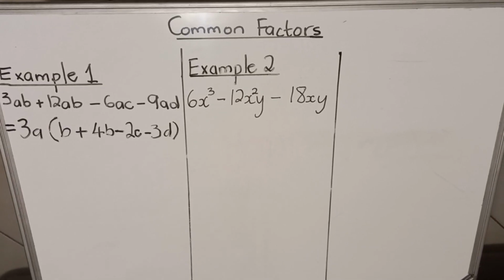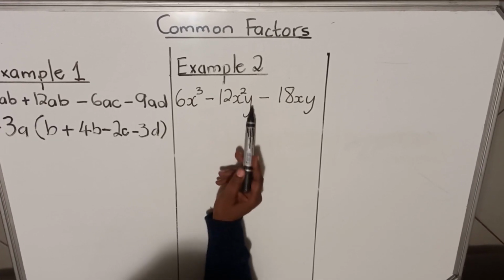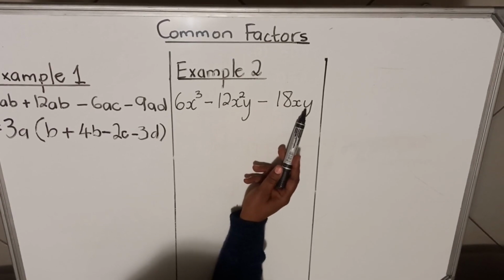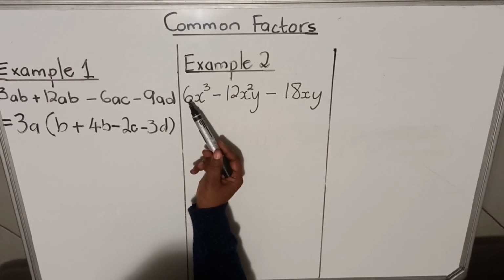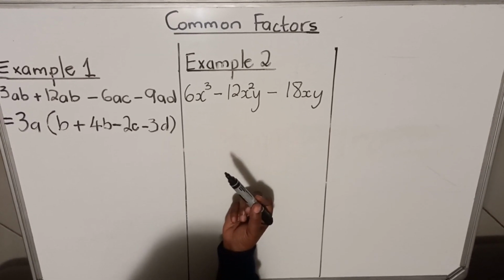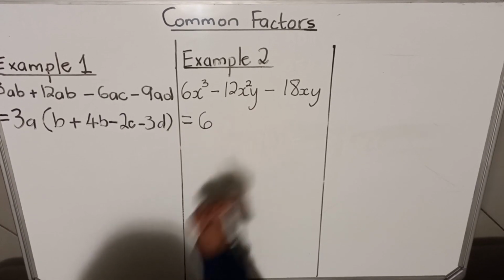Our second example has 3 terms. 6x cubed minus 12x squared y minus 18xy, right? When we look at the numbers, the highest common factor of 6, 12, and 18 is 6. So because it's an expression, we're going to write an equal sign here and then go 6, right?